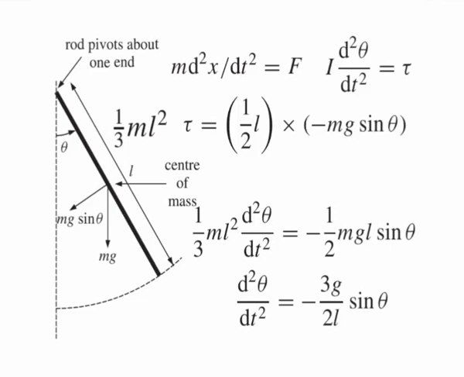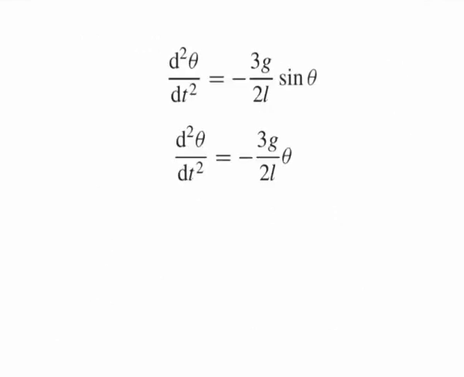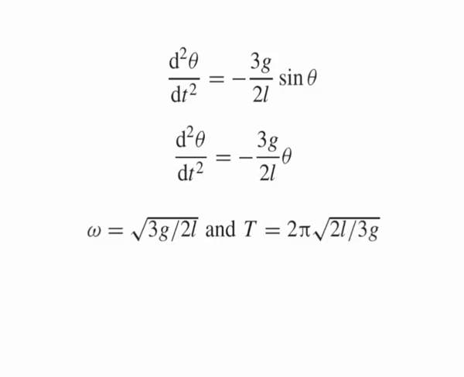Again, we can use the small angle approximation to obtain d²θ/dt² is equal to minus 3g/2l times θ. This is simple harmonic motion with ω equal to the square root of 3g/2l, and T is equal to 2π times the square root of 2l/3g.